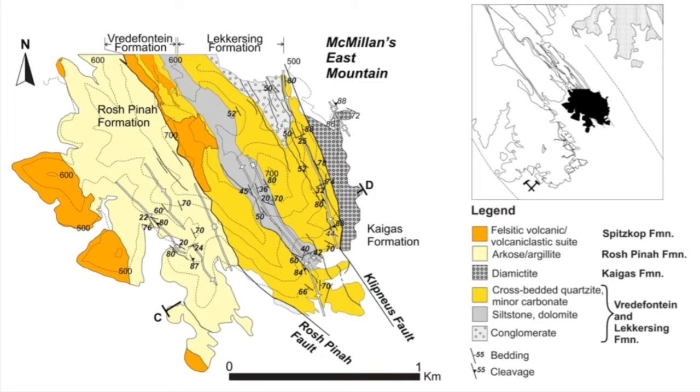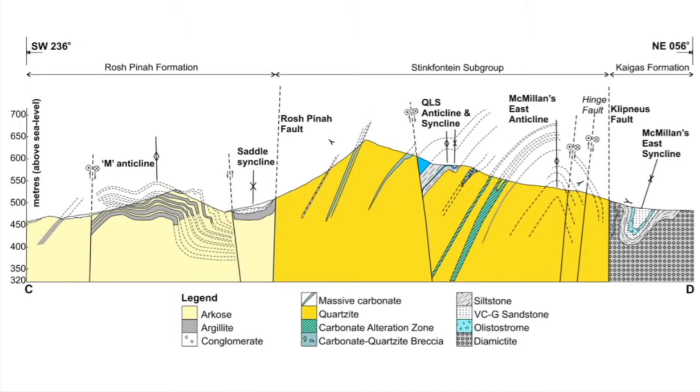And I've also displayed here some of the axial traces of some of the larger faults. The symbols I've got displayed here are, I think, mainly bedding symbols and some contacts between the sedimentary and intrusive rocks, and I think there is some cleavage displayed on there as well. If we take a cross section across this mountain, that's what it looks like. In the Rosh Pinah Formation, we've got this interbedded arcose argillite sequence, nicely folded there with a couple of faults along the limbs of the folds.